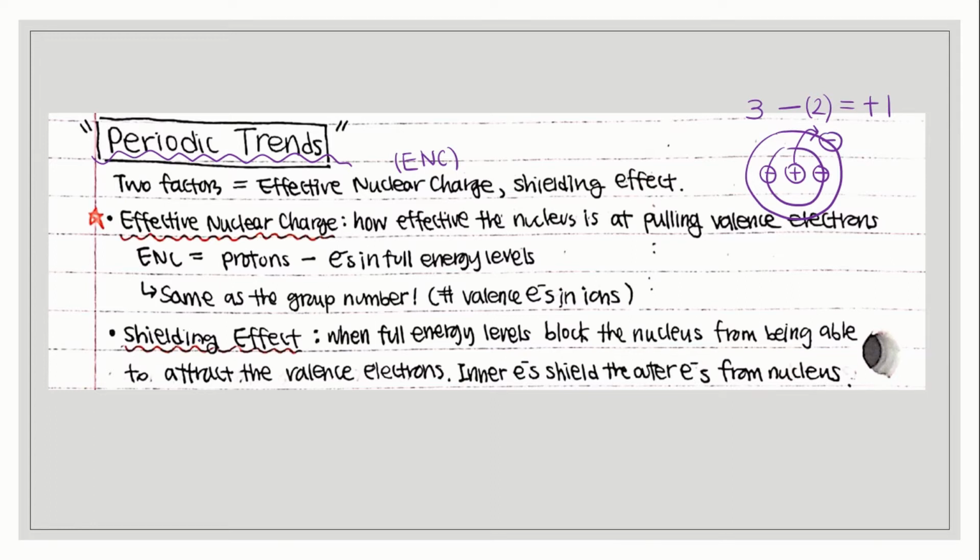And second, shielding effect is when full energy levels block the nucleus from being able to attract the valence electrons. So shielding effect is what the valence electrons experience from the full energy levels near the nucleus, which block the pull from the nucleus. So inner electrons shield the outer electrons from the nucleus. So shielding effect will be larger for the atoms that have more energy levels, because there will be more electrons in the full energy levels that will block the attraction from the nucleus to the valence electrons.